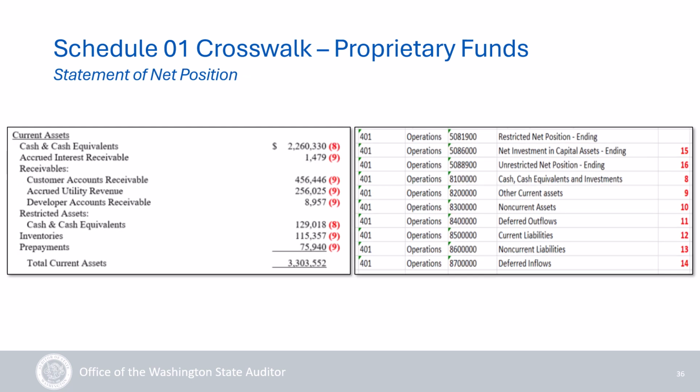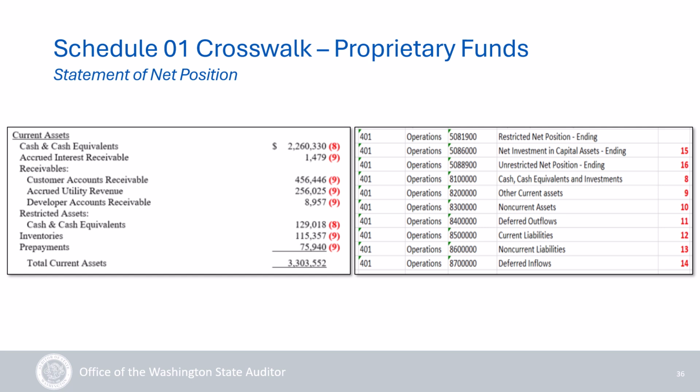We are still talking about proprietary funds, but let's move over to the crosswalk from the statement of net position into the Schedule 01. You will see on the Schedule 01 example, there is the series of 800 codes used to report the government's assets, liabilities, and deferred outflows and inflows. You will follow the red numbers on the statement and where they correspond to on the Schedule 01.